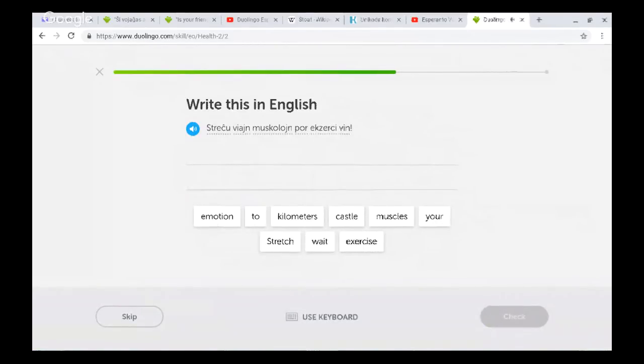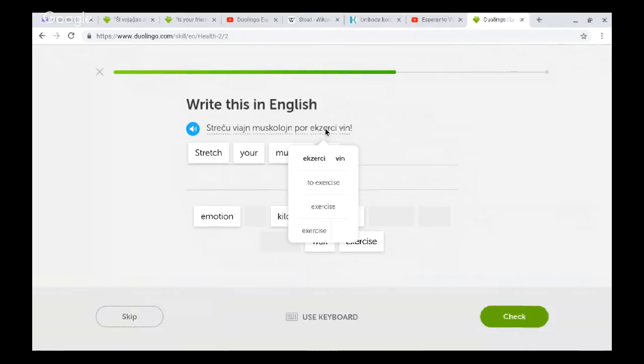Streĉu viajn muskolojn por ekzerci vin. Stretch your muscles. Por ekzerci vin. We talked about that a minute ago. Por means in order to, or just simply to in this context, when it's used with an infinitive. You see how ekzerci ends with an I? So when we see por in front of an infinitive verb, that is a verb that ends in I, then por means in order to, or just simply to exercise yourself, or simply to exercise. Yeah.